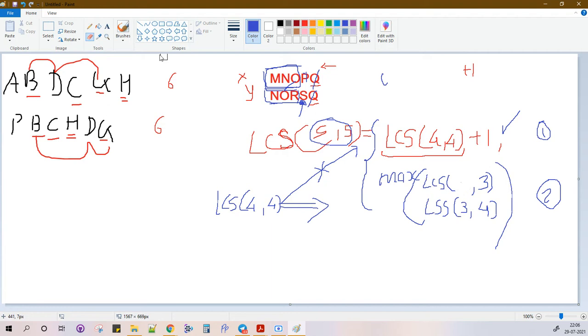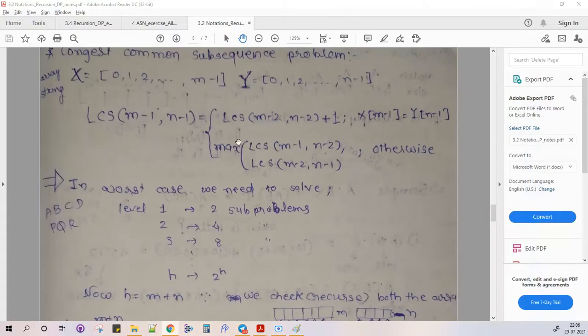5, correct? And what would be the number here? 4, 1 less than that. Take all elements of the second array and 1 less than the first array. And similarly, all elements of the first array and 1 less in the second array. So this is nothing but what I have written here. LCS of m minus 1, n minus 1, that is nothing but the current problem we have. It could be 5 5, 4 4, 4 3, 3 2, anything.